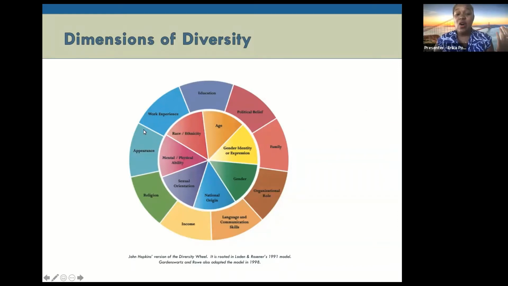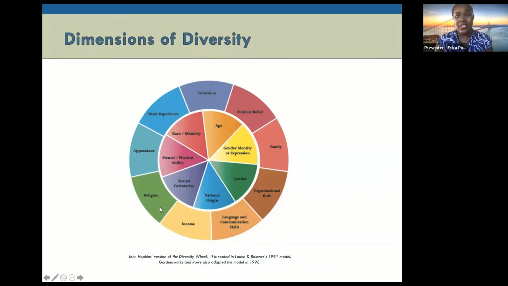Then there's this whole world of things that we don't necessarily see. You don't know anything about my family of origin. You don't know anything about my political beliefs. I've told you a little bit about my education experience. I've also told you about my work experience. Thank you, Maria. 18 was the magic number. She gets the prize.